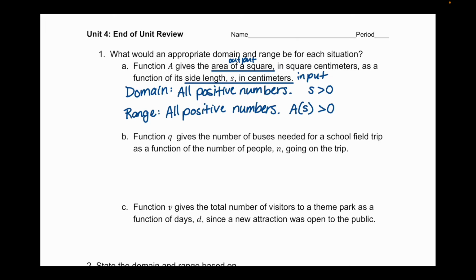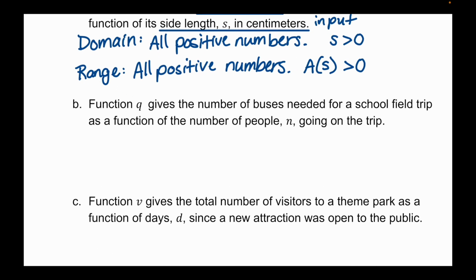So we're going to do that same process for the next two, and I probably won't take as long explaining each. So for part B, we have function Q, and this is the number of buses needed for a field trip, and the number of people going on the trip is n. So it's a function of the number of people. This is my input. And Q is the number of buses. This is the output.